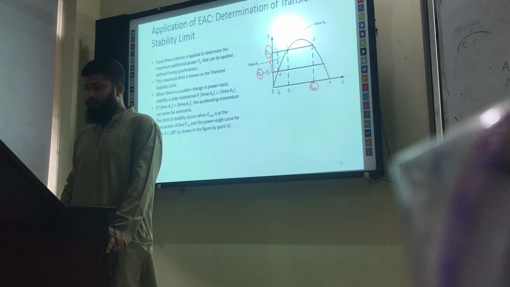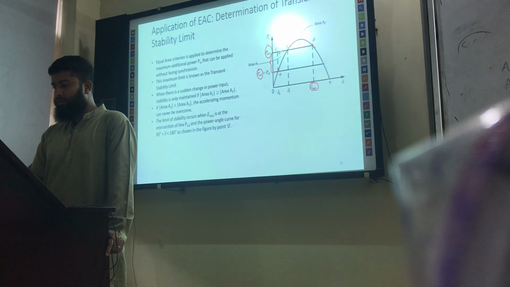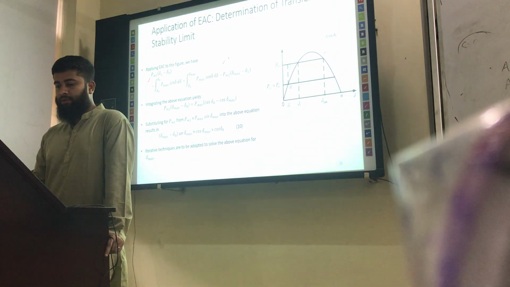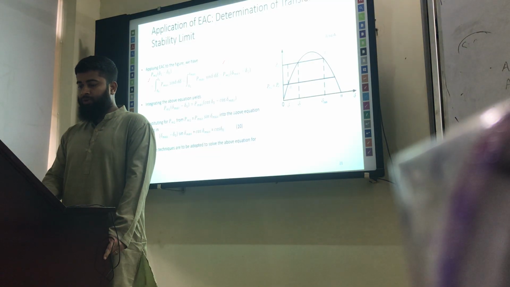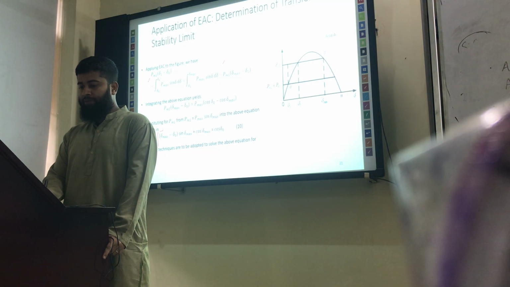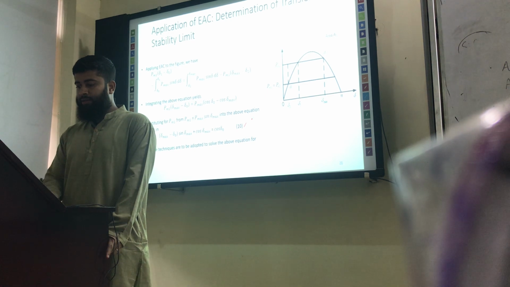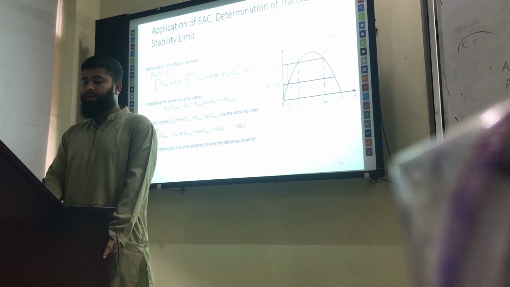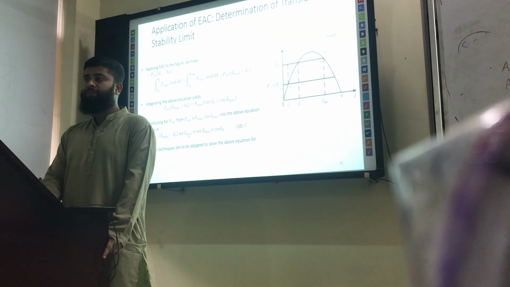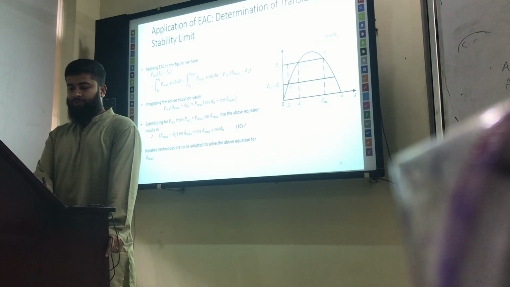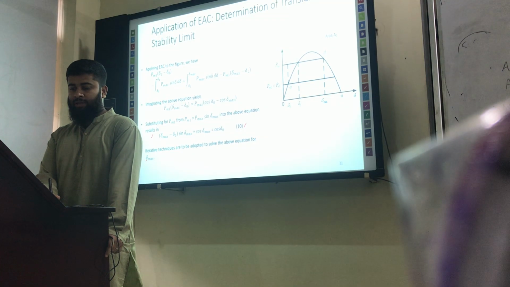When we apply the equal area criterion here, these two areas are the same. So area A1 is equal to area A2. After that we calculated the expression of delta max, right? This was the expression of delta max, equation number 10. And this is a non-linear equation, which means we cannot solve it analytically. So we have to take help of iterative techniques to solve this equation for delta max.